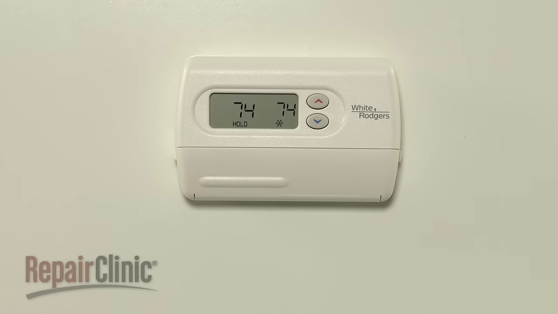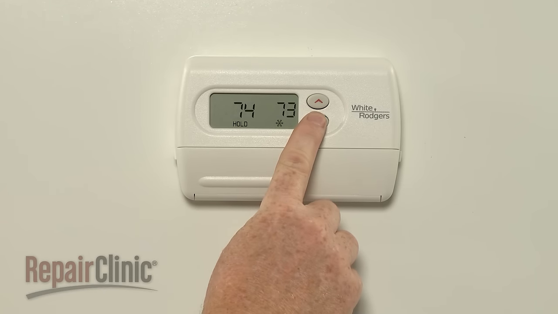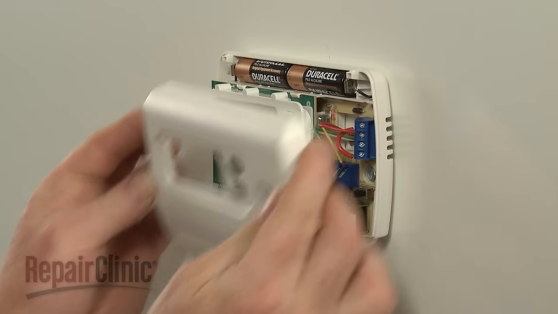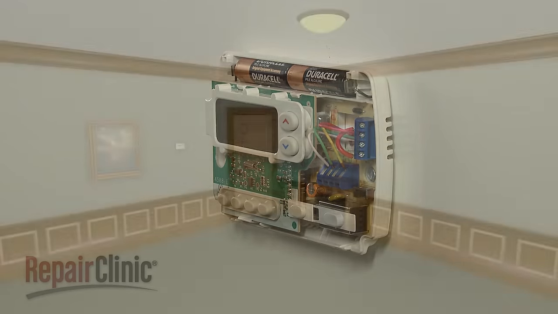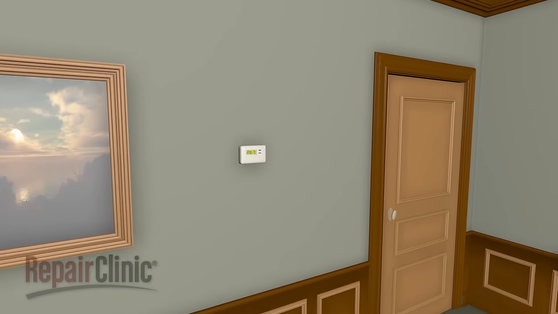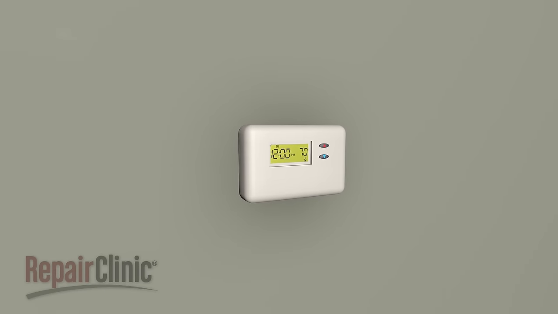The temperature in the home is regulated by the wall thermostat. The thermostat can be powered by the furnace control board or by batteries. The thermostat must be in a central location in the home, positioned at eye level and away from direct sunlight for proper temperature regulation.